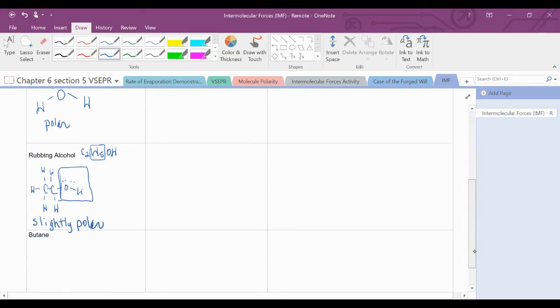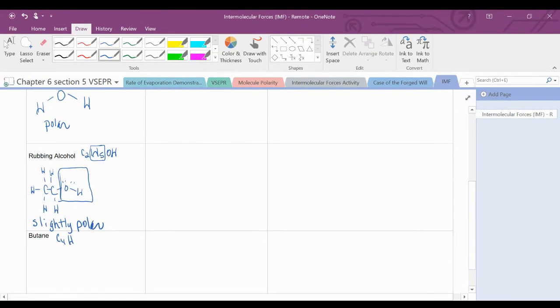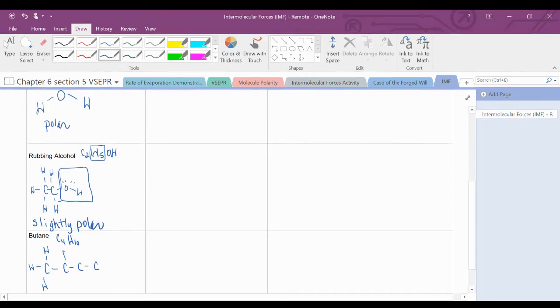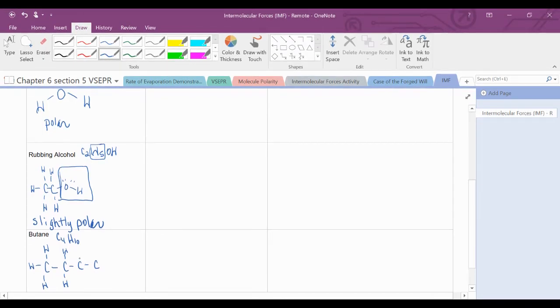And then we have butane. So butane is C4H10. So we would have carbon as the central atom and there would be 4 of them. And then we need to finish out carbon having 4 bonds by bonding hydrogens to it. So this carbon already has 1, so it needs 3 more bonds. This carbon has 2 bonds, so it's going to need 2 more. This carbon has 2 bonds, so it's going to need 2 more. This carbon only has 1, so it's going to need 3. Okay, so there are my 10 hydrogens. And all of these are going to be pulling equally in all directions. So this molecule, for that reason, is going to be nonpolar.